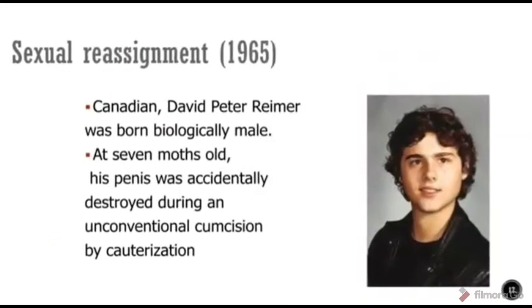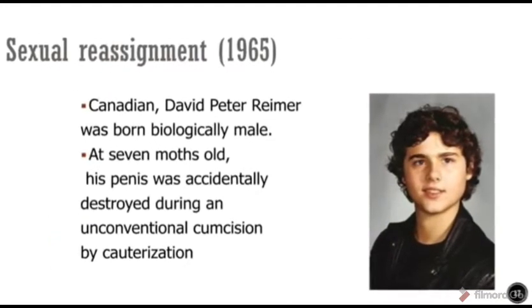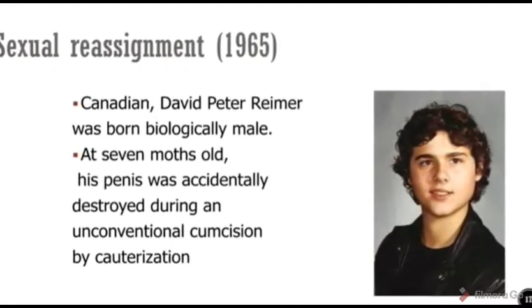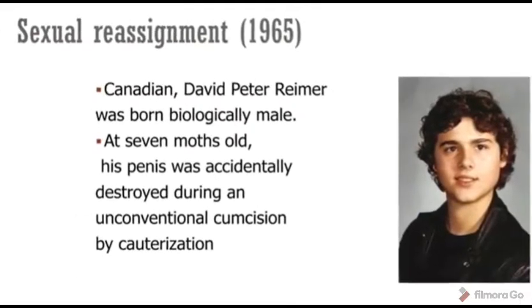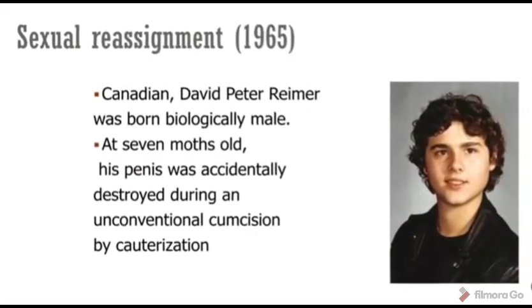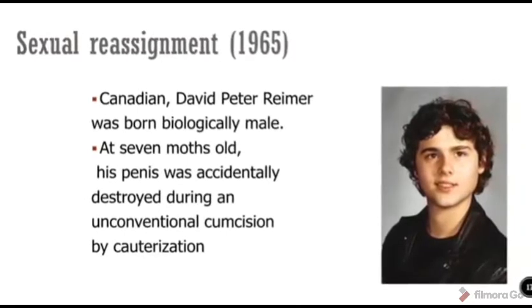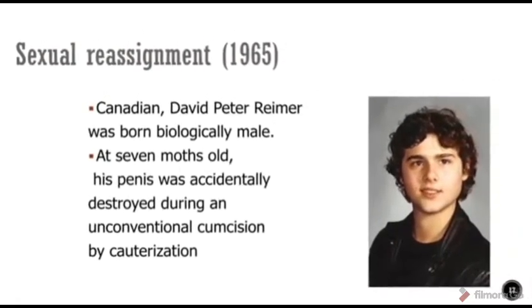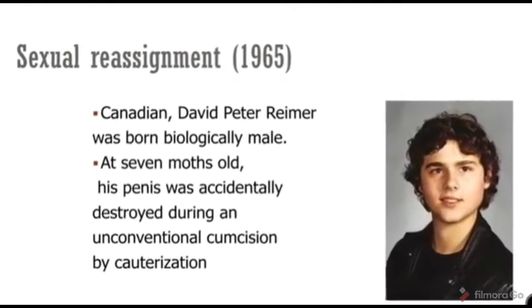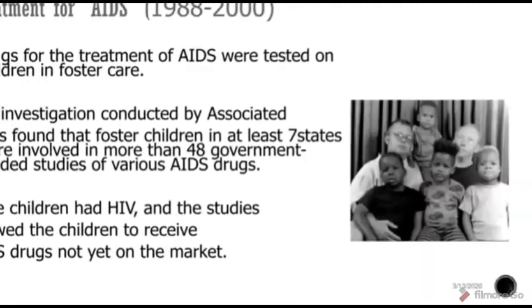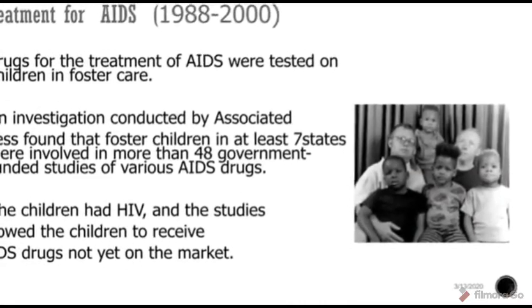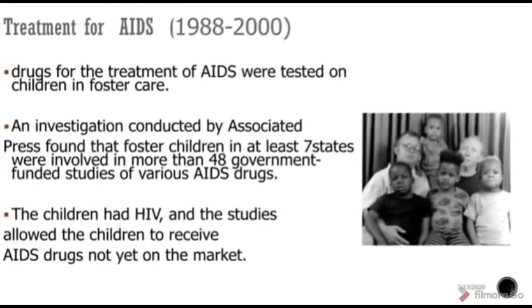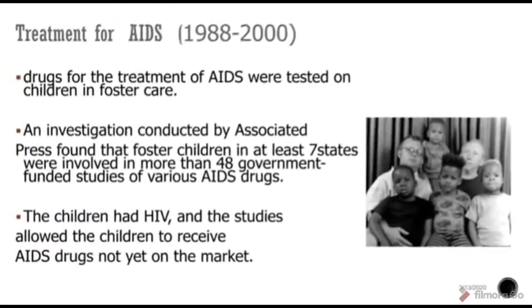Next is sexual reassignment. John Money, a psychologist and a proponent of the idea that gender is learned, convinced his parents that he would have a successful functional maturation as a girl. He spent his childhood bullied and seriously depressed. He committed suicide at the age of 38. Lastly, we have the treatment for AIDS. This treatment was actually tested on children in foster care.